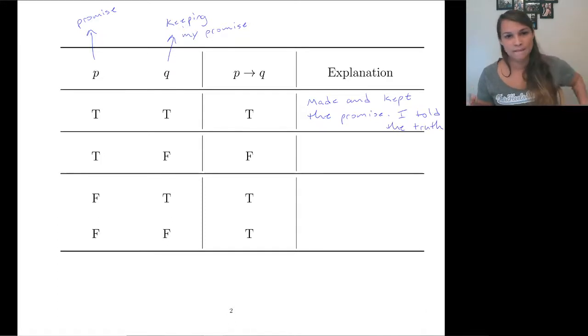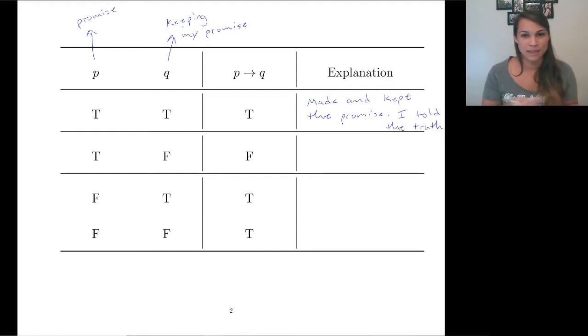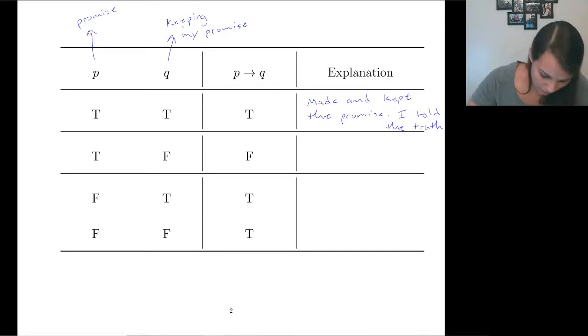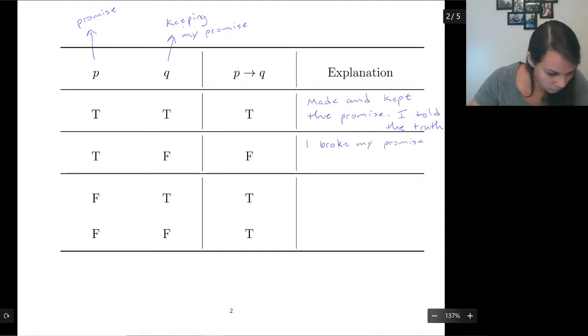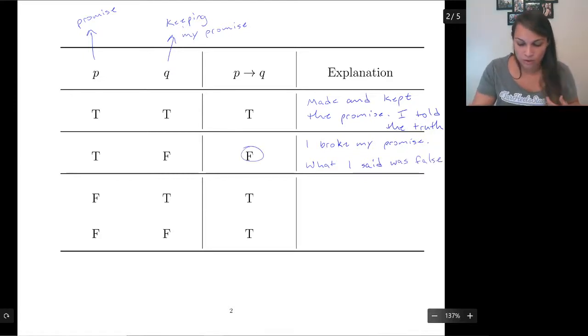Now, if I make a promise and then I don't keep my promise, one might say I broke my promise. And that would be equivalent to saying what I said, my promise, was false. So overall, it is false.